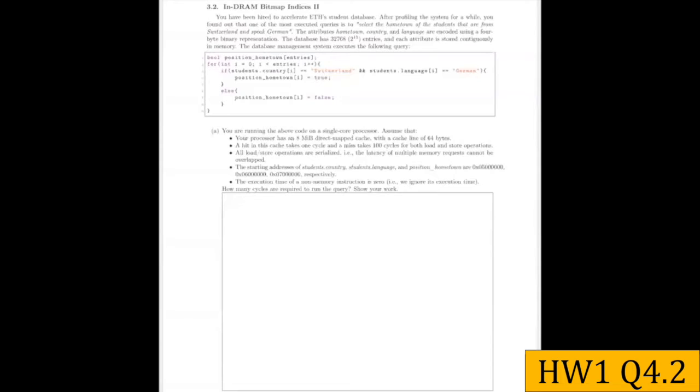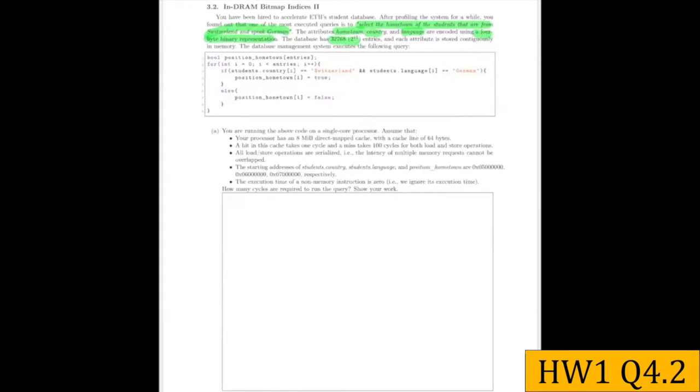So the question statement says that you're going to design a database from Etihad, and you profile the system and figure out that one of the most executed queries is this one: select the hometown of students who are from Switzerland and speak German. You also figure out that the database has three attributes: hometown, country, and language, and they are encoded using a 4-byte binary representation. So the database size is 32K elements, and each attribute is stored contiguously in memory. So the database executes the following query, as it said.